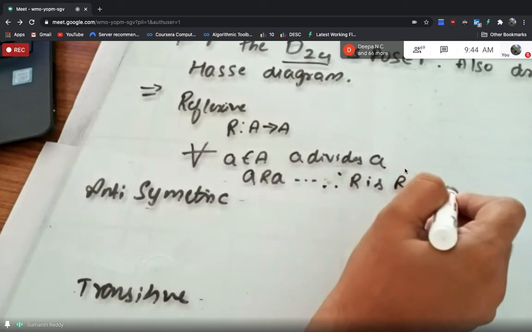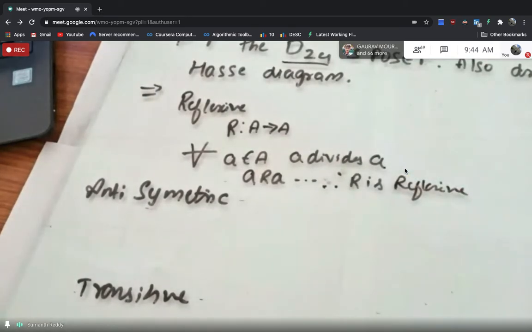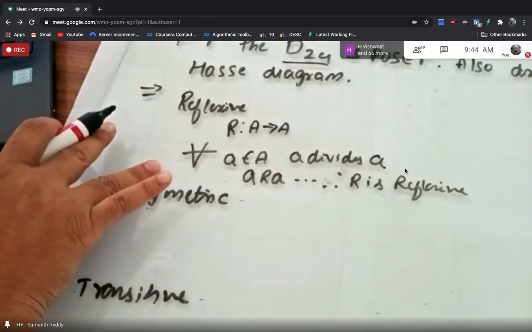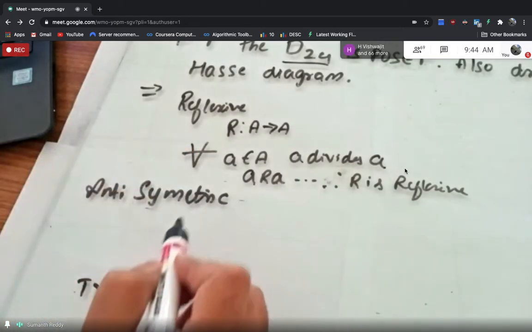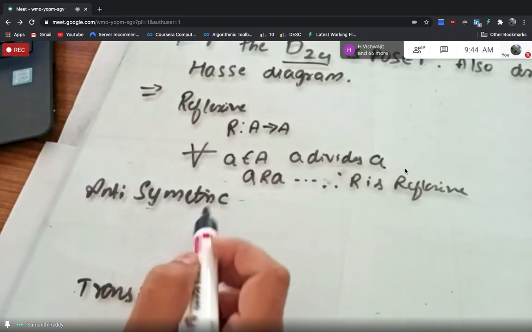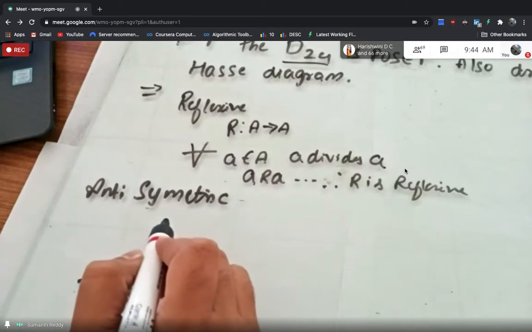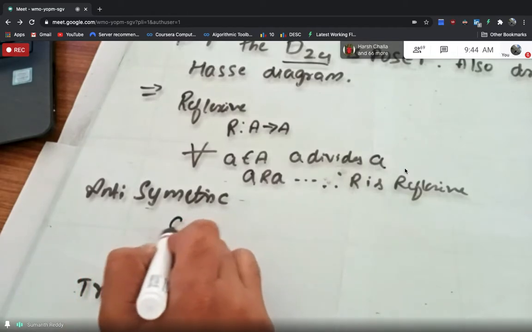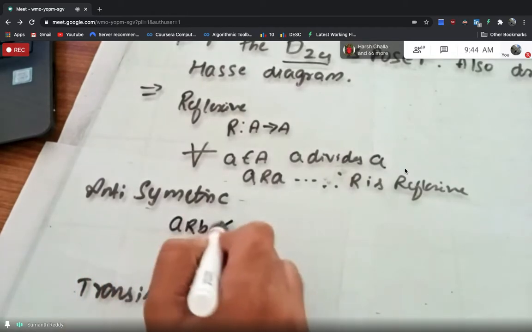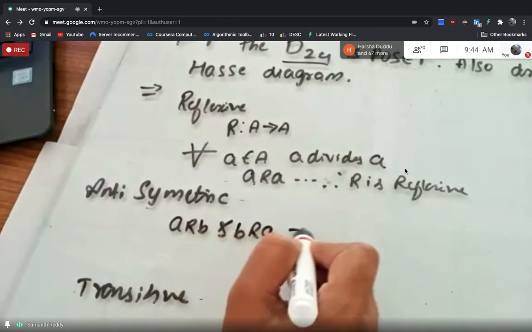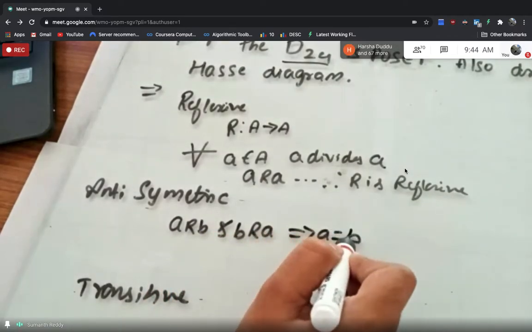Actually I have not done anything here, I have just written the definition of a reflexive relation. The definition tells us that for every element a that belongs to the set, it is related to itself. Next, in order to check the anti-symmetric property, you need to clearly understand it, because some students have confusion. Only if a is related to b and b is related to a, then you need to think about whether a is equal to b or not.